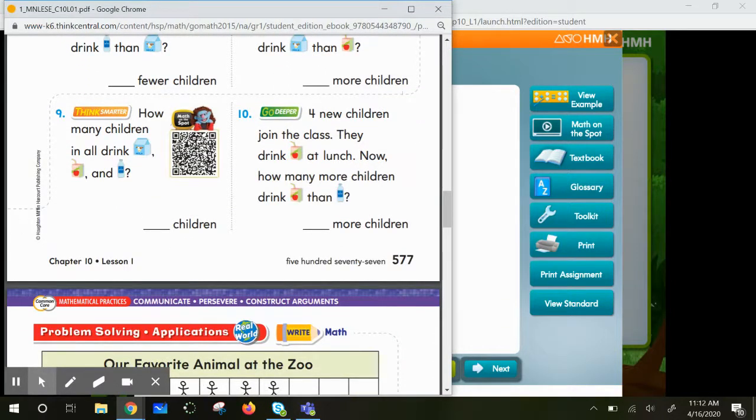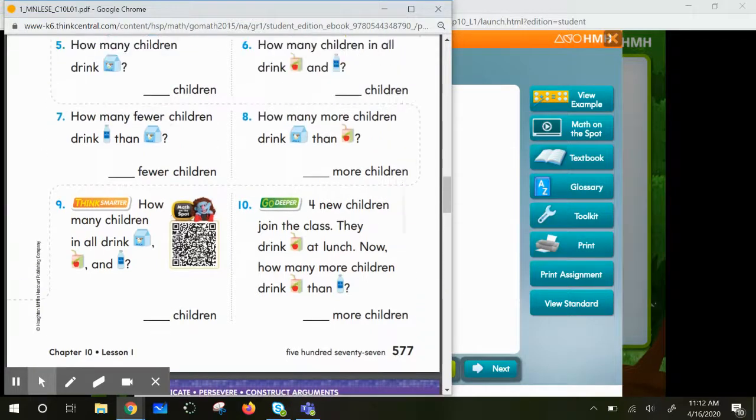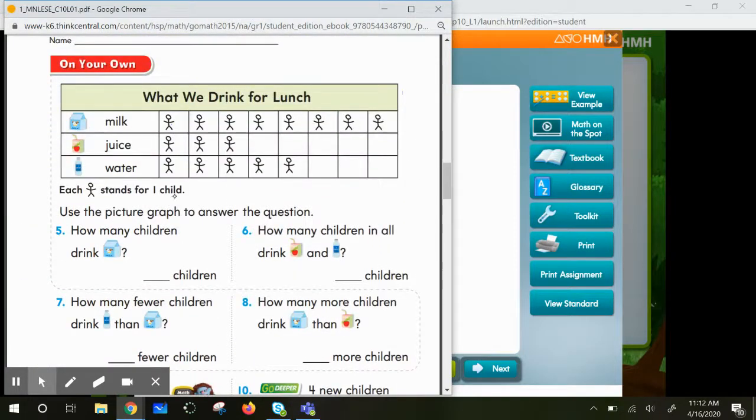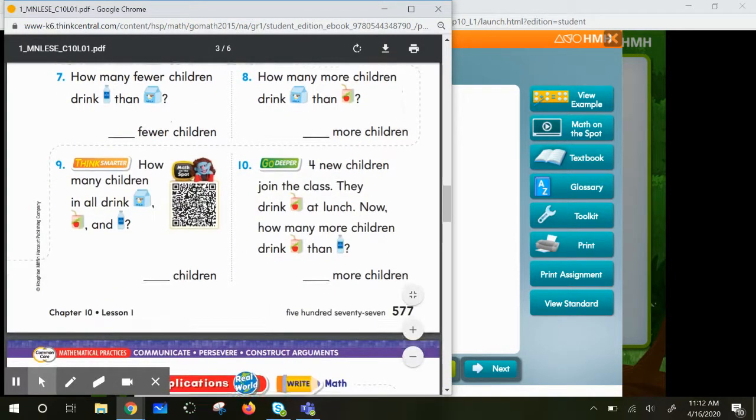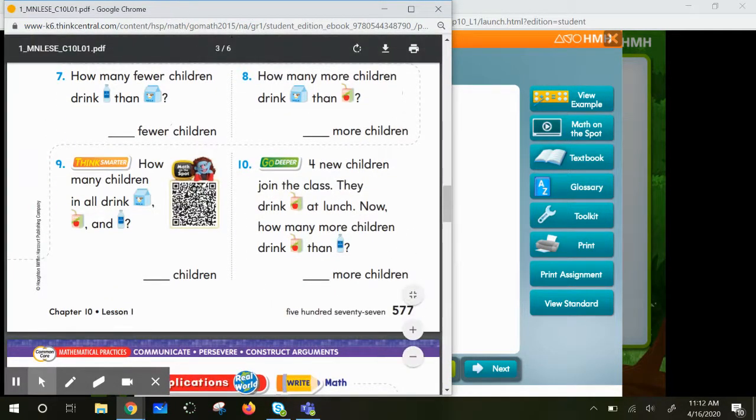And number 10, 4 new children join the class. They drink juice at lunch. Now, how many more children drink juice than water? So you're going to come up here and you are going to change the picture graph with juice. Follow the instructions in number 10, add those numbers, and do the math.